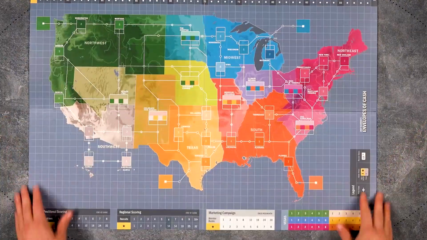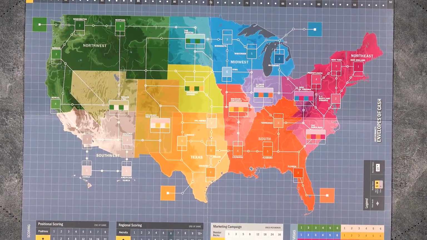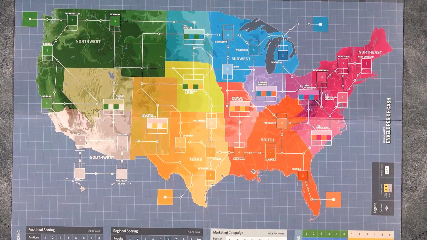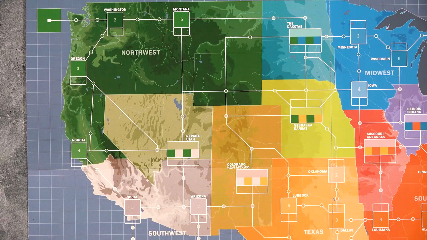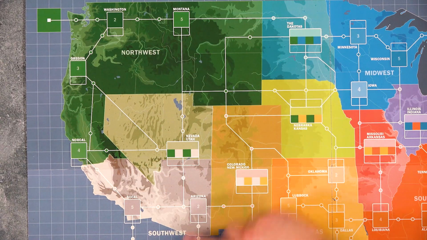Place the main board in the middle of the table. The board is broken into different regions and the regions are broken into states. The regions are the Northeast, the Midwest, the Northwest, the Southwest, Texas, and the South. In between these are border states which are in both regions. For instance, the Nevada/Utah region is in both the North and Southwest regions.